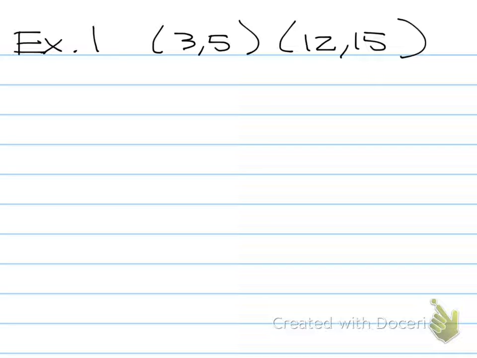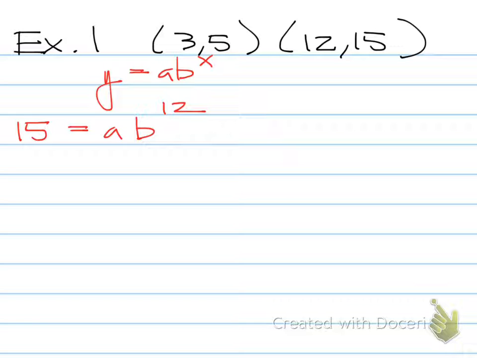Alright, so given these 2 coordinates, (3, 5) and (12, 15), first thing I want to do is, using this format, y equals a times b to the x, plug in the coordinates. The bigger exponent is the 12, so we want to write that one first, so we'll put that one at the top. 15 is the y coordinate, 12 is the x coordinate, and then using the other point, 5 is the y coordinate and 3 is the x coordinate. So now we're going to divide these two.